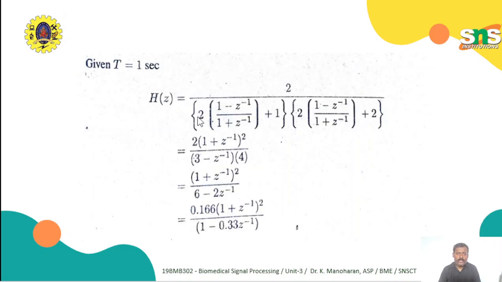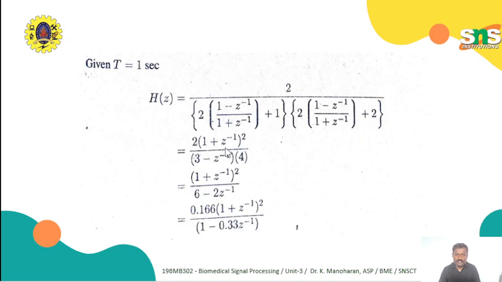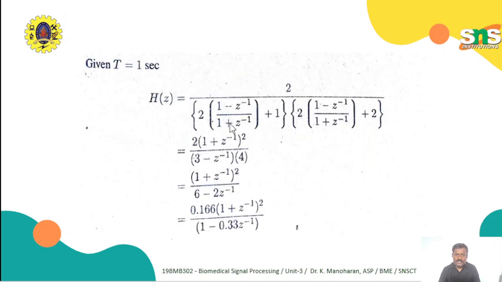So we have 2 divided by, in place of s plus 1 into s plus 2, 2 into 1 minus z inverse divided by 1 plus z inverse plus 1, into 2 into 1 minus z inverse divided by 1 plus z inverse plus 2. Only 2 by T I am taking, and T is equal to 1, so I am getting 2 into this term. That's why each s should be replaced by 2 into 1 minus z inverse divided by 1 plus z inverse. Instead of s, I am replacing this value, and here also instead of s, I am replacing these values.